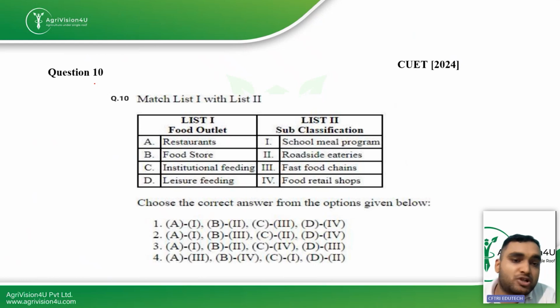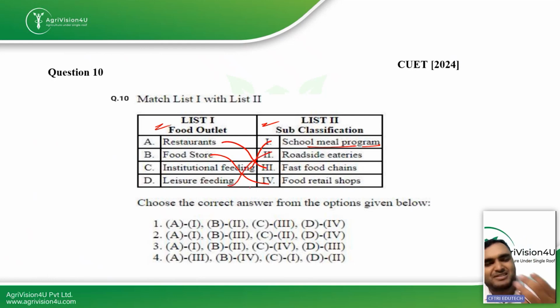Then the next question is, we have to match the food outlet and the sub classification. So usually this is from your food processing and management section. In that, restaurants come in the fast food chain category, then food store comes in the food retail shop category, institutional feeding comes in the school meal program, like your midday meal program or various other programs in which schools provide the meals to the students. And then leisure feeding is your roadside eateries. That means you just go out to have some chaat or some snacks outside in the evening or at night.